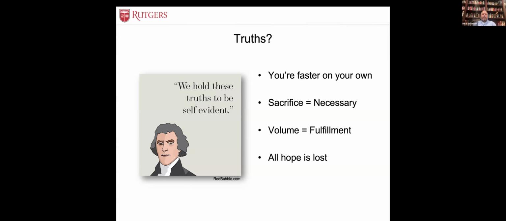Okay, maybe, maybe not. Some people look at academia and say sacrifice is a necessary part of academics. I would argue that that's also not true because there are many benefits as well. So, the person with the martyr complex who wants to make it seem like they're the hero of the day, it's not necessarily always true. Volume equals fulfillment. Maybe it does, maybe it doesn't. And all hope is lost if you go into academics. I would argue, on the other side of that, that's not actually true. So we're going to get into some of these and how we've addressed these in our own practice and in our own model.